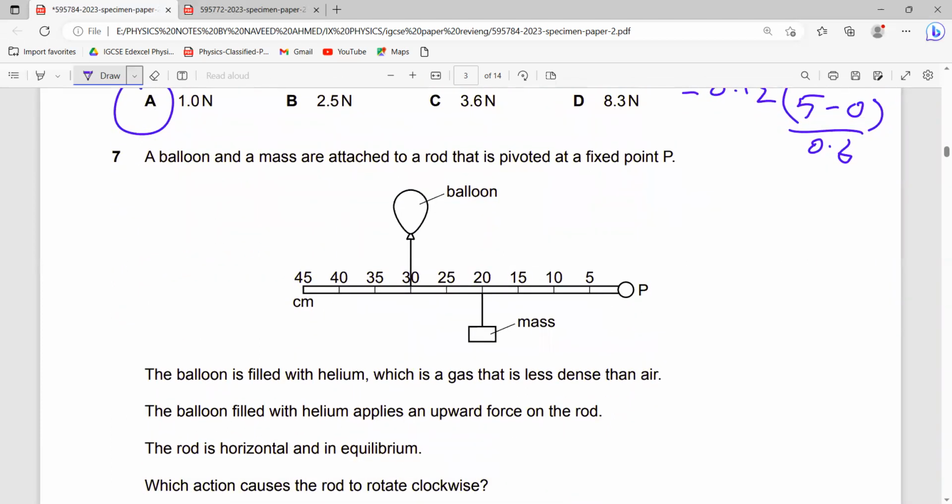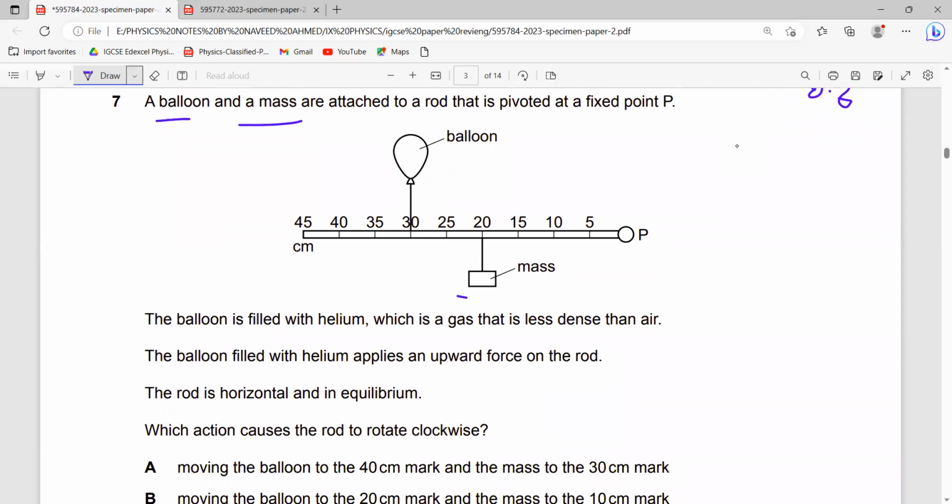Question number 7. This is a very interesting question. First of all, we see here a balloon and a mass. This is the mass and this is the balloon here, attached to a rod that is pivoted at a fixed point P. The balloon is filled with helium, which is a gas that is less dense than air. The balloon filled with helium applies an upward force on the rod.